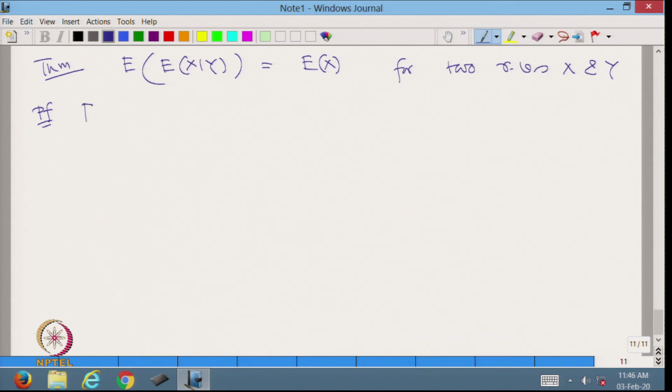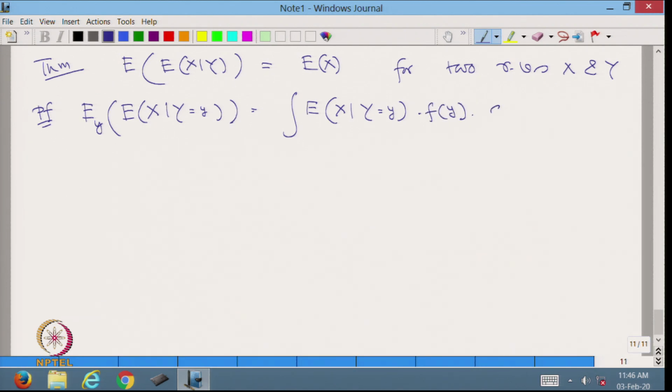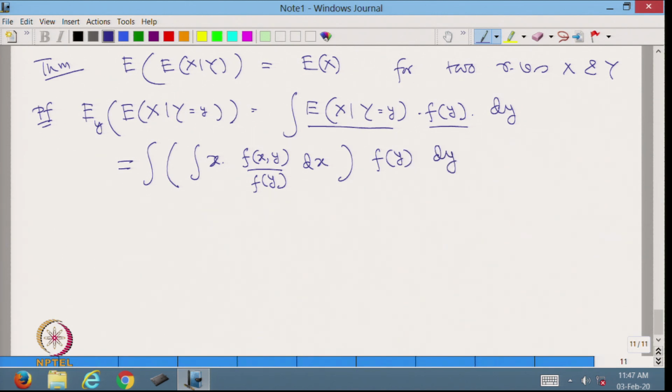Proof: expected value with respect to y of expected value of x given y is equal to the integration of expected value of x given y equal to y, multiplied by fy dy. This is the value of the random variable, this is the probability. This is equal to integration of x fxy upon fy dx multiplied by fy dy.